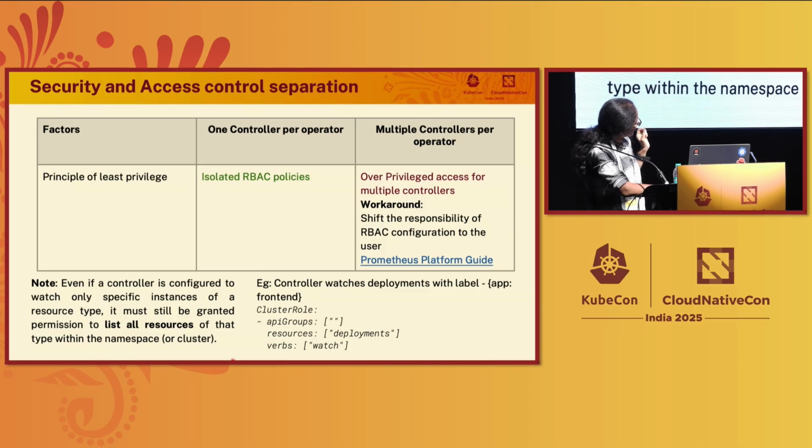So one key point that you need to consider here is, even if a controller is configured to watch only specific instances of a resource type. Now, let's say I have n number of secrets in my cluster, but I want to watch only 2 of them.